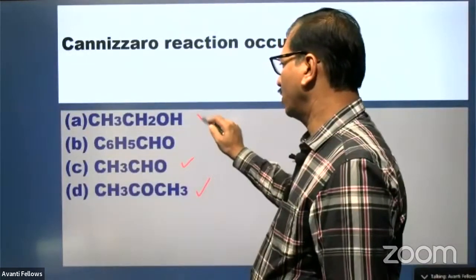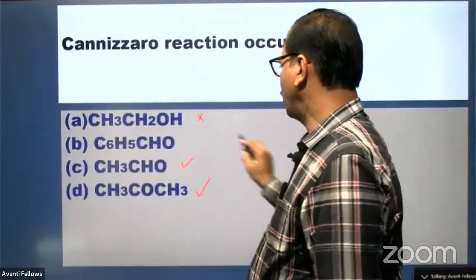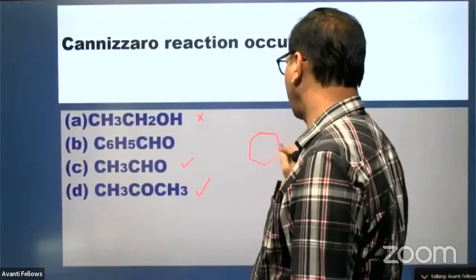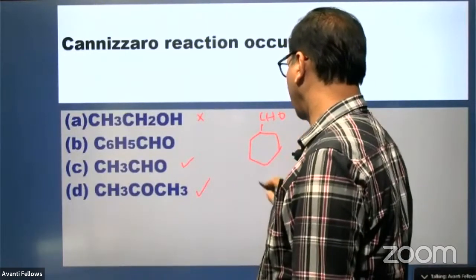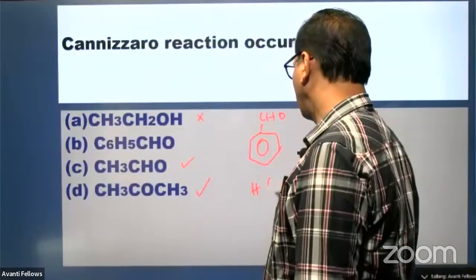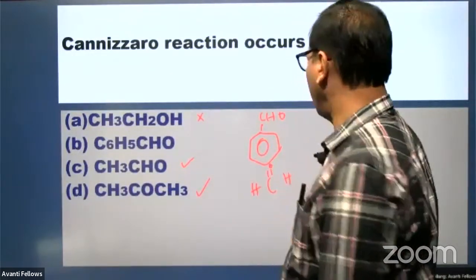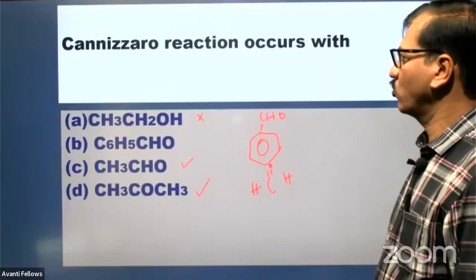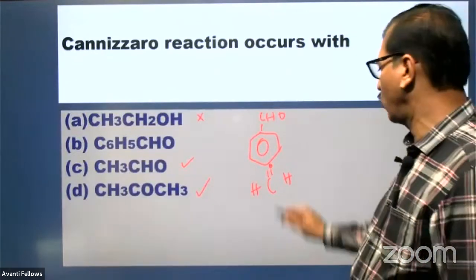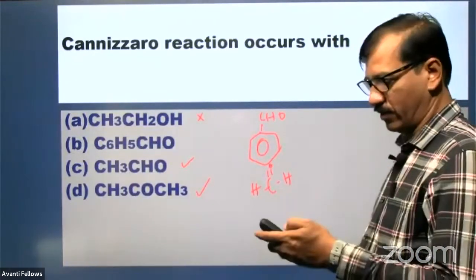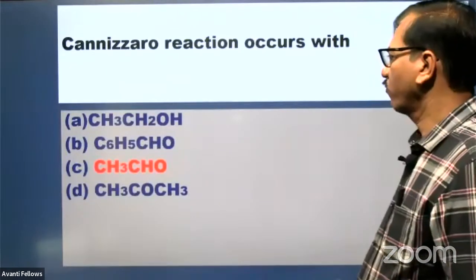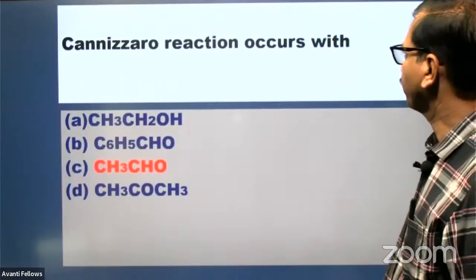Option B. It has an alpha hydrogen. This is an alcohol, therefore not so. But benzaldehyde and formaldehyde, these two undergo Cannizzaro reactions, because they don't have alpha hydrogen. Right.